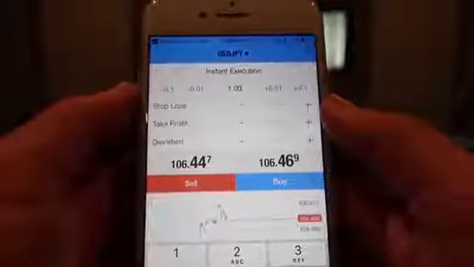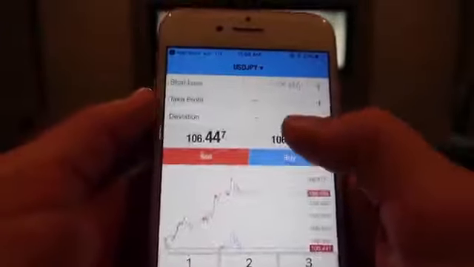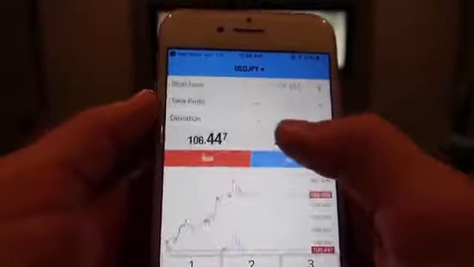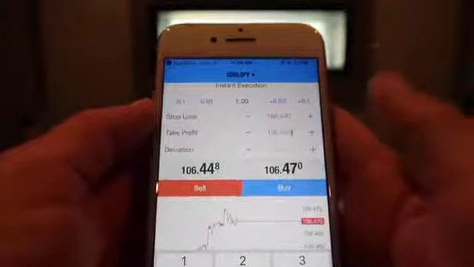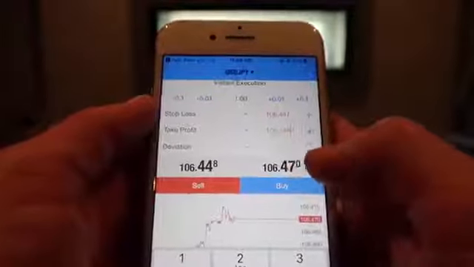And then when you are going into a trade, you can modify your stop loss. You can put a stop loss and a take profit. A deviation is a time. I usually don't set that because I can be in a trade for an hour, I can be in a trade for a week. So I usually ignore the deviation.